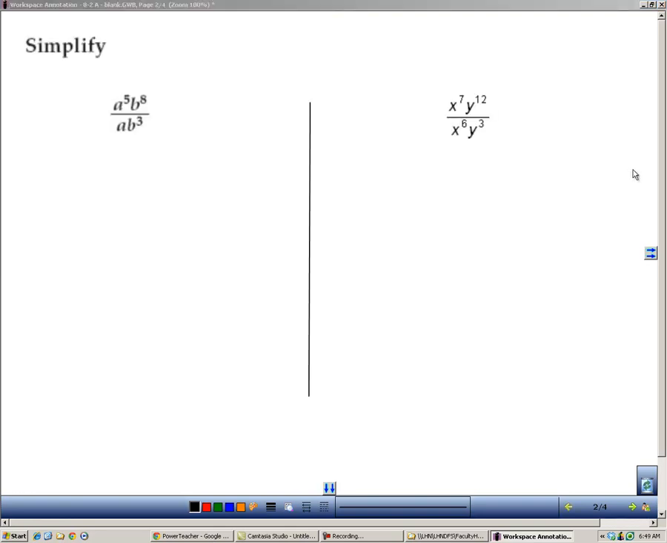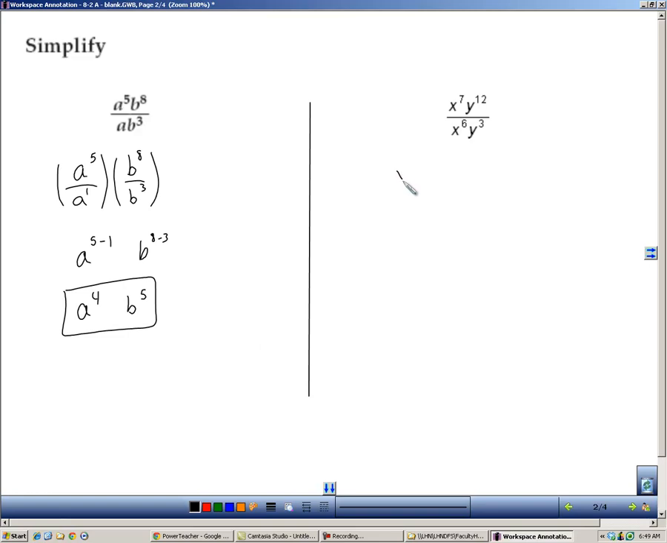Here are some examples using the quotient of powers rule. In this case we're dividing a to the 5th and a, and I'm going to separate that into a separate fraction, and I'll also do the same for the b's. According to the quotient of powers rule, when we divide bases that are the same, we subtract the exponents. So this becomes a to the 5 minus 1. Don't forget, when there is no exponent there, we assume there's a 1. So this is a to the 4th. And over here we have b to the 8th minus 3, which would be b to the 5th.